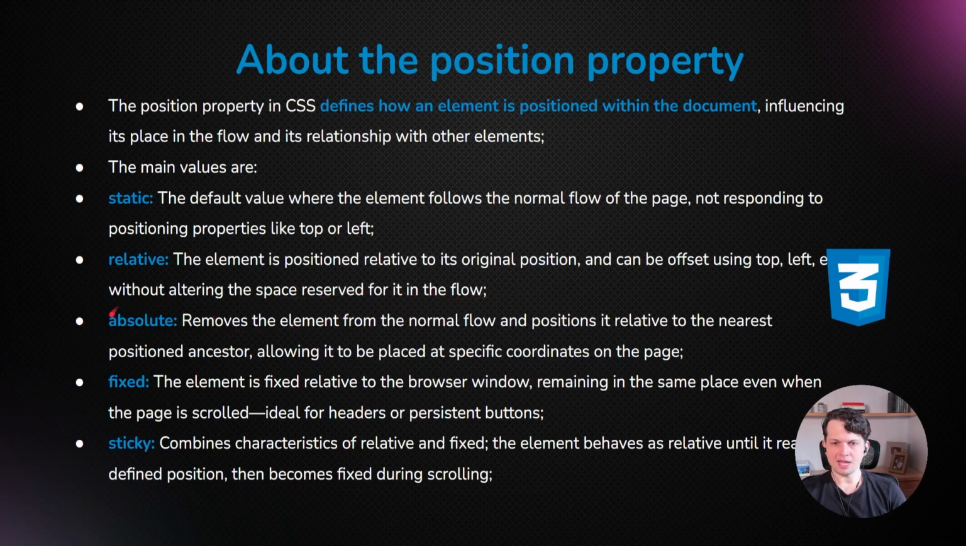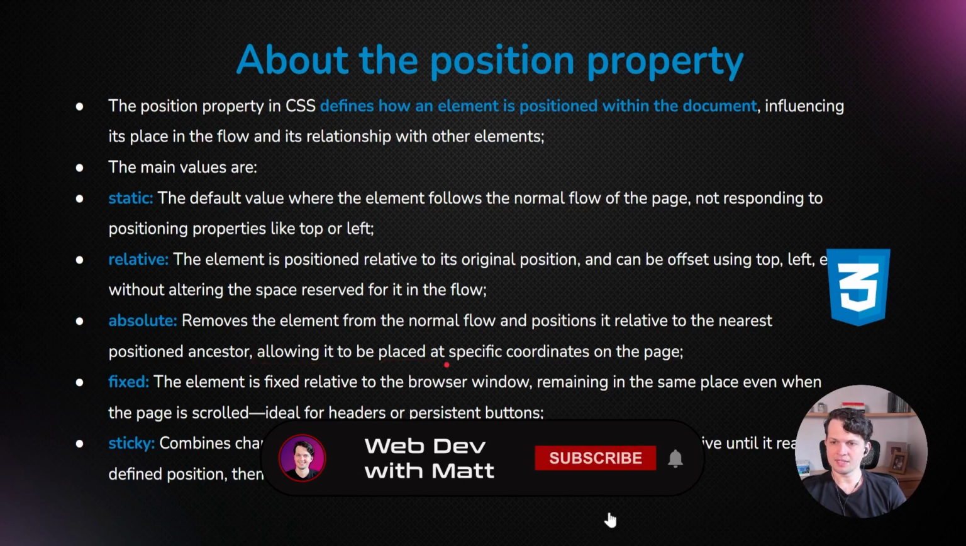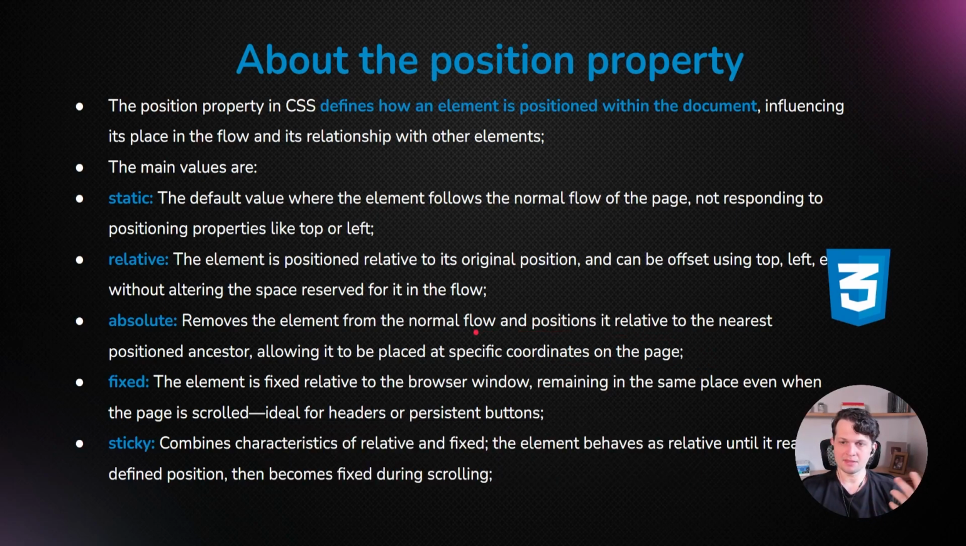And after that, we have absolute. It removes the element from the normal flow and positions it relative to the nearest positioned ancestor, allowing it to be placed at specific coordinates on the page. This one is interesting because it doesn't respect the flow, so other elements will sit under this element, the element with the absolute position, okay? So it's like the element is floating in the HTML. We're going to see it in practice in a moment, okay?